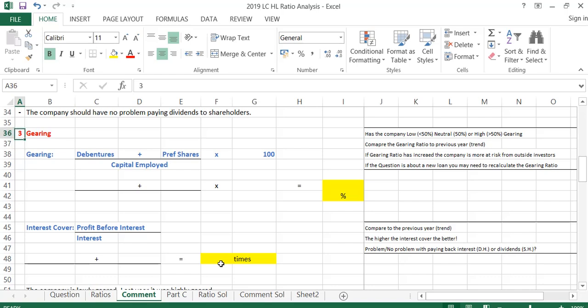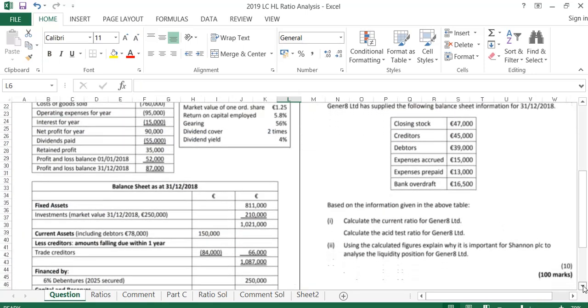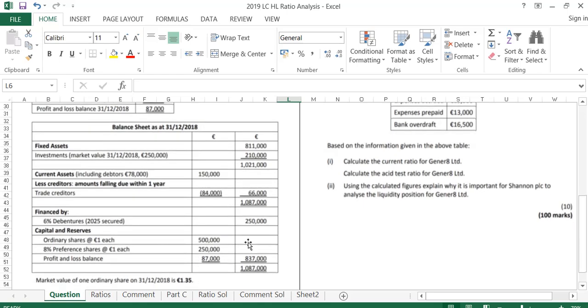For the gearing, there are two ratios we're going to look at, the gearing ratio and the interest cover. Gearing is how much debt there is in the company. Basically, the bottom of the balance sheet here is made up of 4 figures: 250, 500, 250 and 87. Of those 4 figures, 2 are seen as debt: the debentures, which are loans, and preference shares, which are treated like loans from shareholders. They're different than ordinary shares.